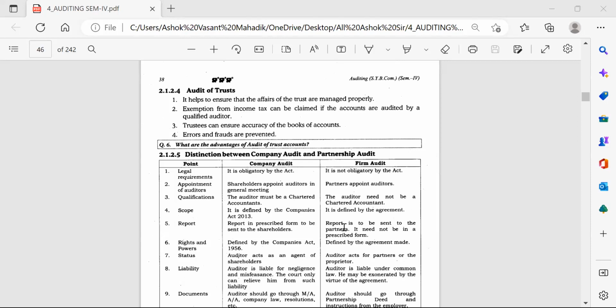So even trust, for the same reasons as discussed earlier for sole trading and for partnership firm, they have to get their accounts audited for the purpose of income tax. Okay, to keep a check on the accountant. Okay, to avoid errors and frauds. Okay, so same reason.